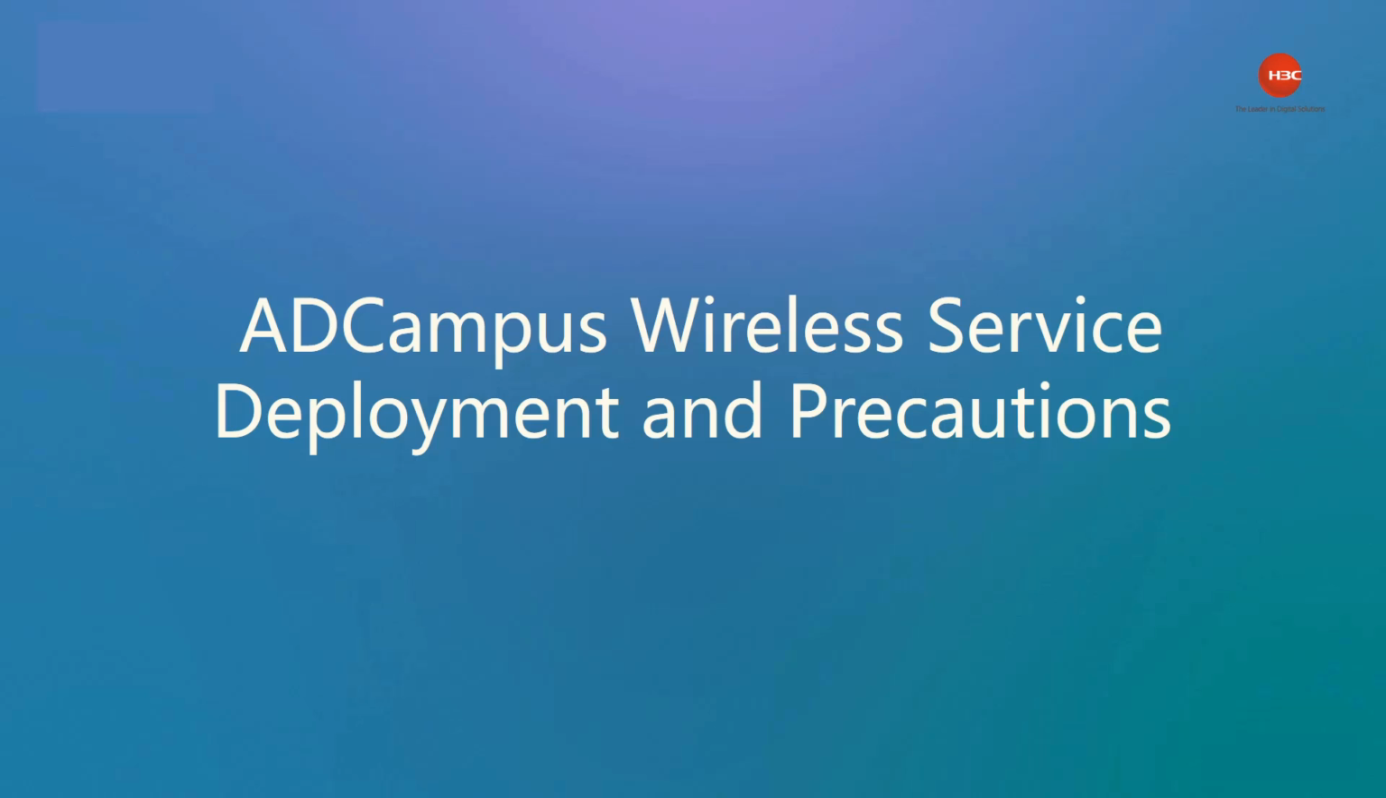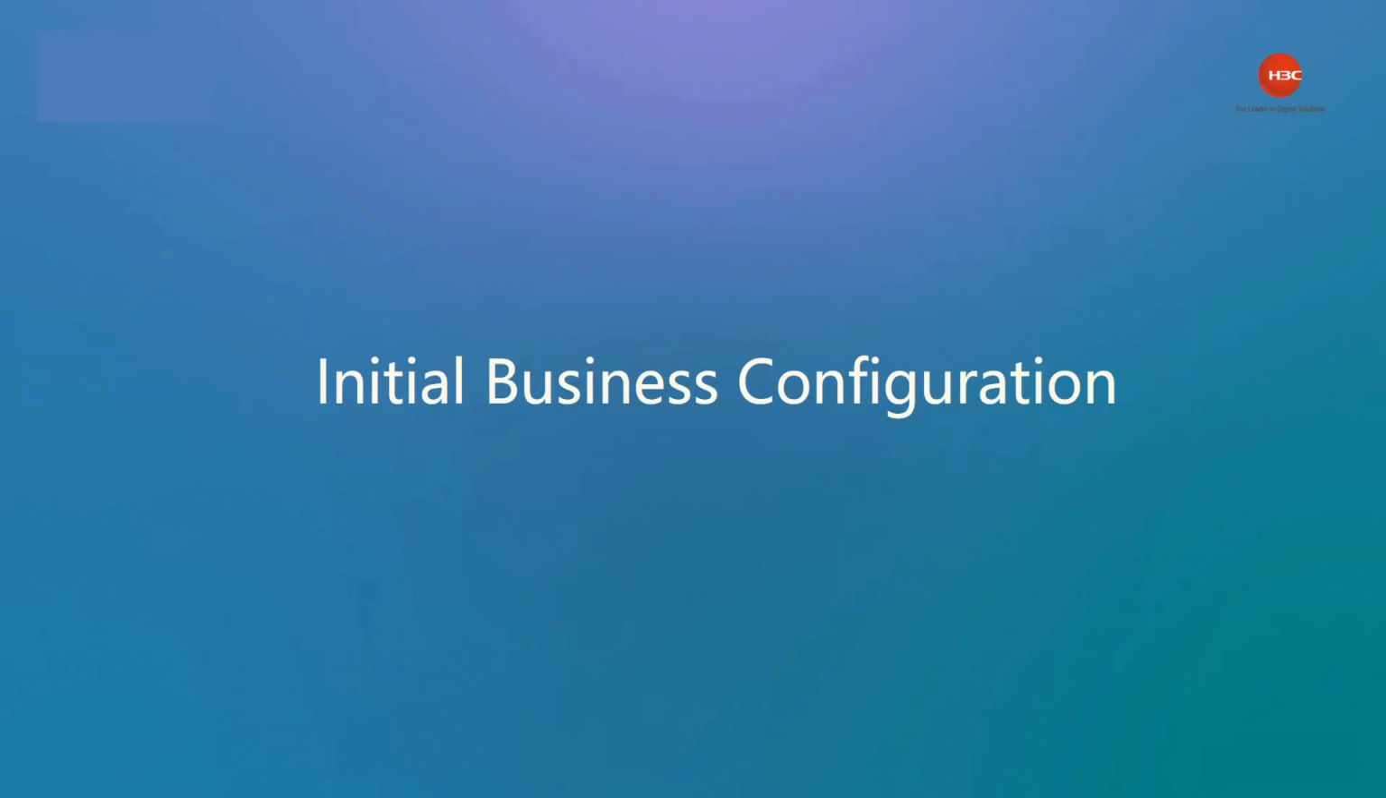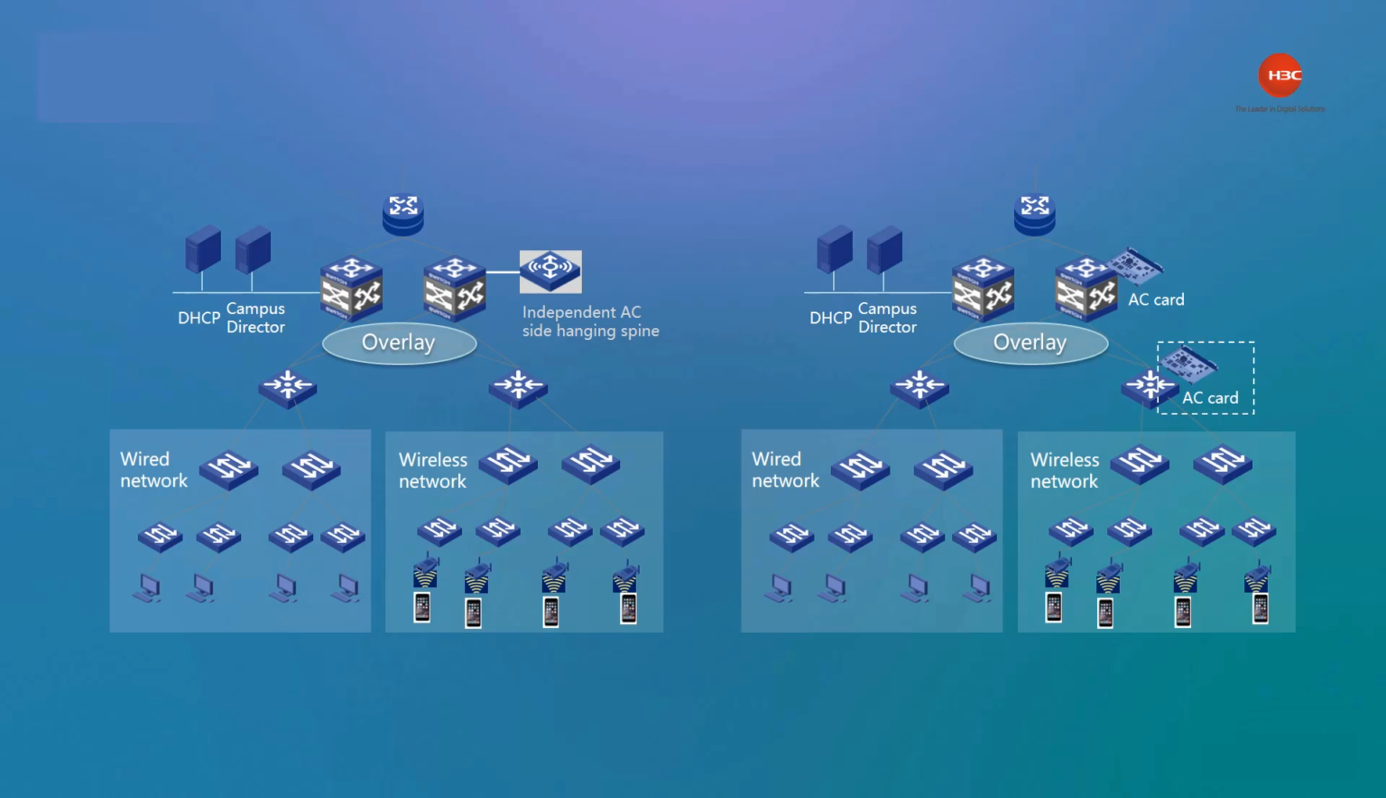of ADCampus. First, I will introduce the initial business configuration. In the ADCampus, the deployment of wireless AC can be divided into two types. One is to use an independent wireless AC attached to the spine. The other is to use the wireless control service card to plug directly into the spine or leaf device. There are differences in the implementation of the two AC deployment methods. Here, we will explain the common networking of independent AC controllers.